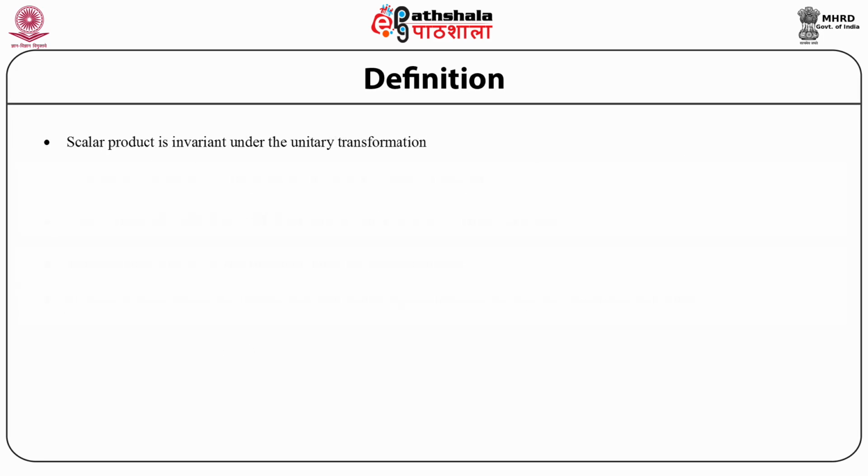A scalar product is invariant. Now, it's easy to see that scalar product is invariant under the unitary transformation. Consider the unitary transformation which takes the vector u to u prime. So, u prime is equal to a matrix U operating on the vector u, and v prime is the unitary matrix U acting on the vector v. Then the scalar product (u prime, v prime) is equal to u prime dagger v prime, which is equal to u dagger U dagger U v, which is equal to u dagger v, which is (u, v). That is, the scalar product is invariant under the unitary transformation.